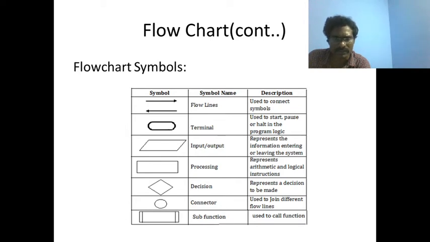And if we need to check conditions, we need to use the decision box, that is the diamond symbol. If you are going to connect different flow lines, then we need to use the connector, that is a round symbol. And if you are going to use any sub functions, then we need to use this symbol.